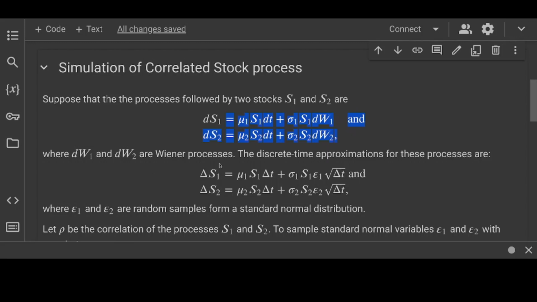So the discrete form of these equations can be given as follows: delta S1 is equal to this, and delta S2 is also given by this one. Here the variables epsilon 1 and epsilon 2 are random samples from the standard normal distribution. Remember that we did this for a single stock price process using Monte Carlo simulation. We already did that in a previous video.